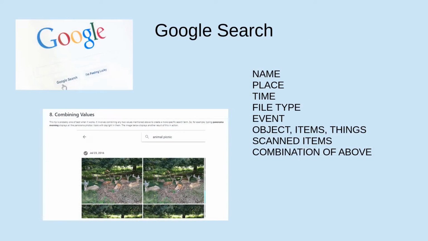Once your pictures are in the cloud, you can search them by name, place, time, file type, event, objects, items, things, or a combination of any of the above. You can combine the values. As you know, Google is famous for its searching, and you can search for all your pictures through the Google search feature in Google Photos.